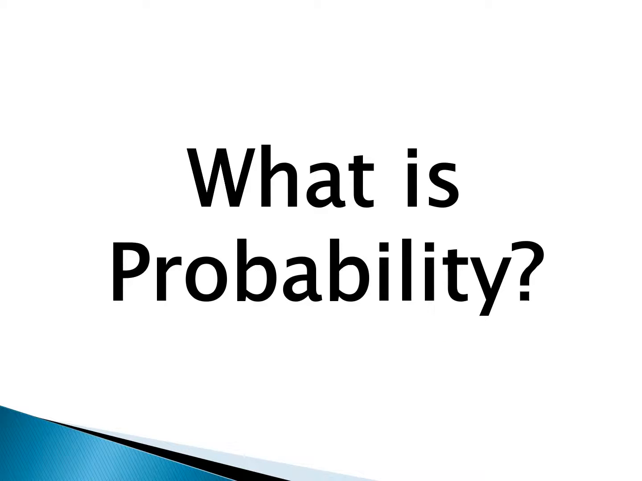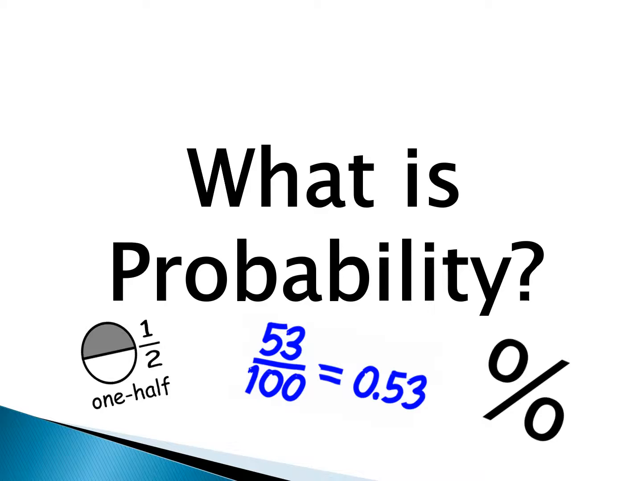So what is probability? Probability is how likely something is to happen. You might also hear it called chance. If something has a low probability, it is unlikely to happen. Or if something has a high probability, then it is likely to happen. Probability can be expressed as a fraction, decimal, or percentage.